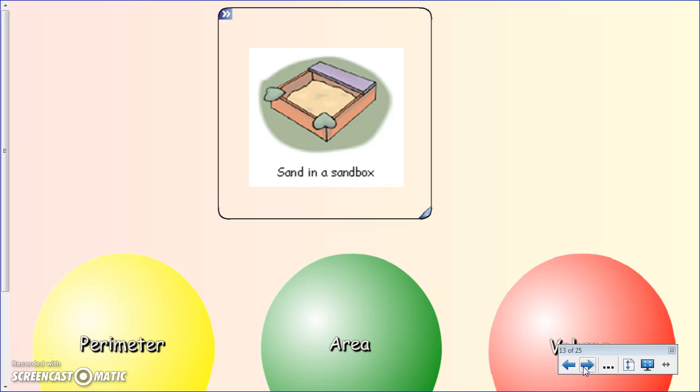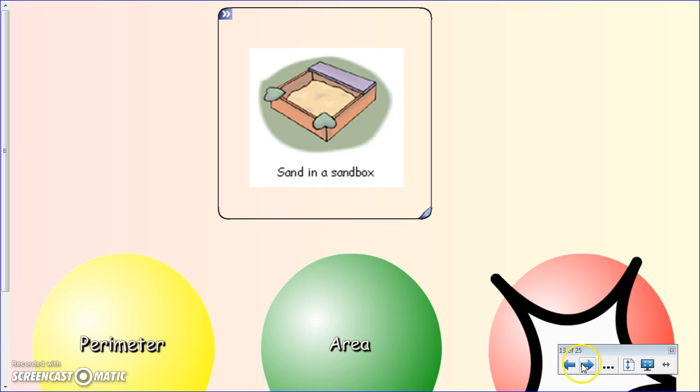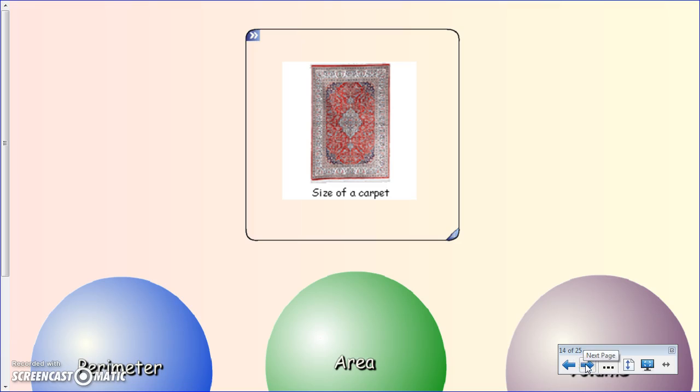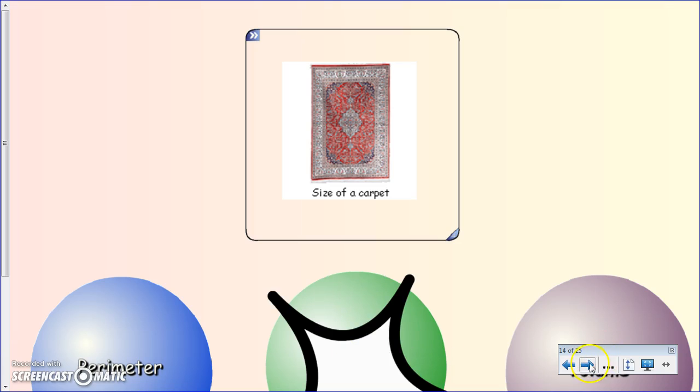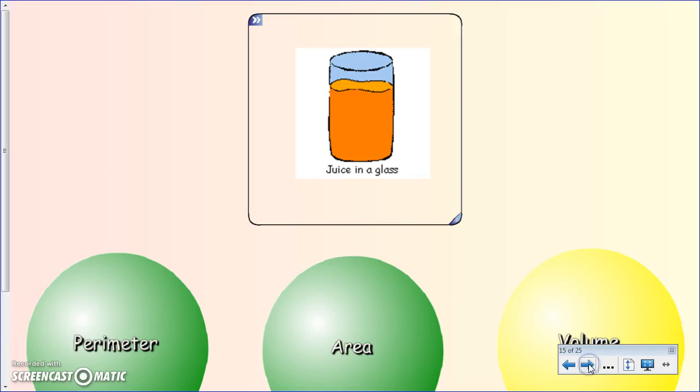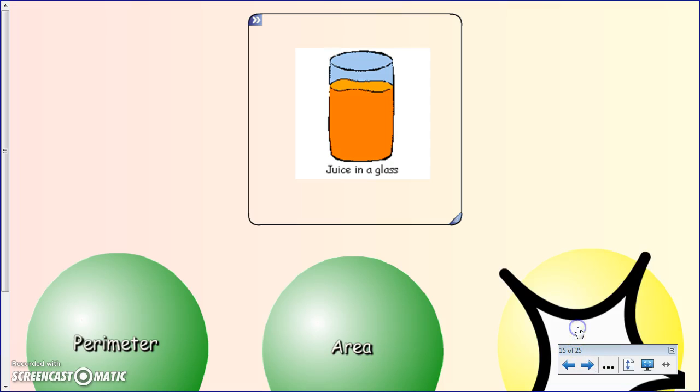The amount of sand in a sandbox. Again, this is going to be volume because we need to find out how much the sandbox can hold. The size of a carpet. If we need to know how much space a carpet is going to take up on the floor, we need to know the area of a carpet. For juice in a glass, we need to know the volume, how much we can fit in the glass, its capacity.